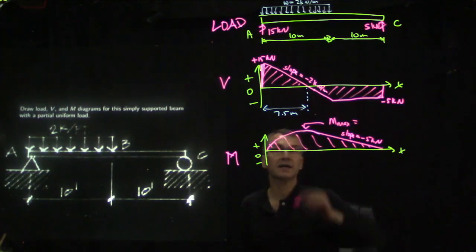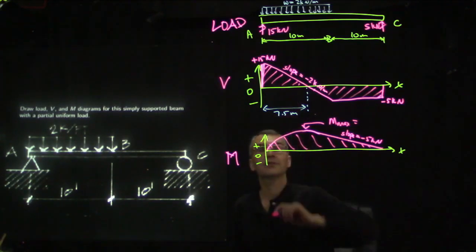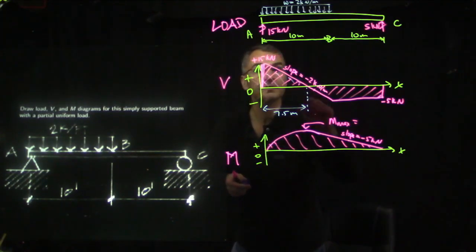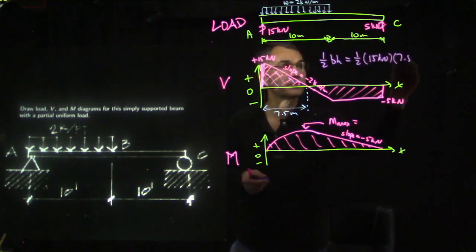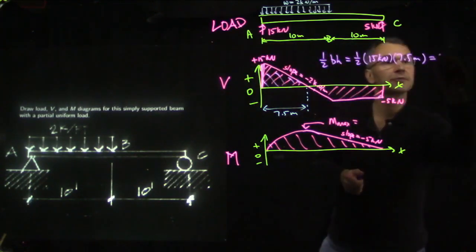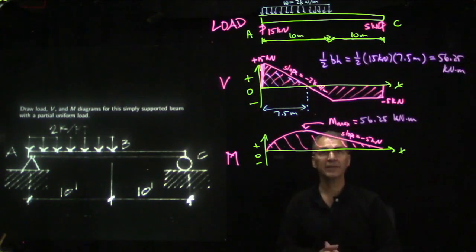This must be, right, see, this is 7.5. What's the area of this triangle? The area of this triangle is 1/2 times the base times the height of the triangle. So that is 1/2 times 15 kilonewtons times 7.5 meters, which is, believe it or not, 56.25. So I think that's the answer.